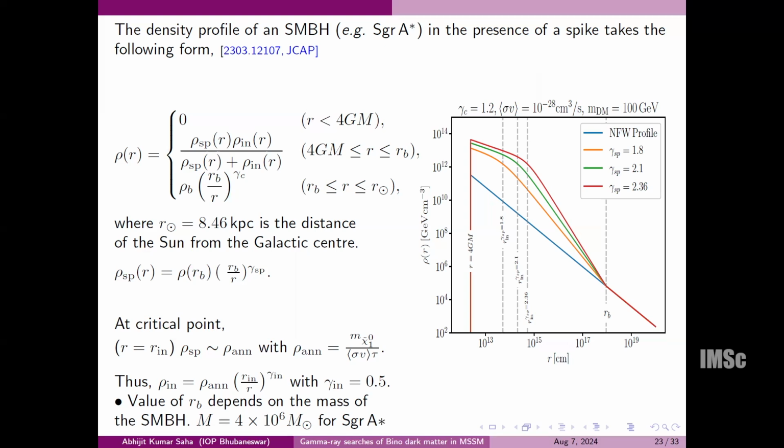So how did you get that R_B? This R_B is an input parameter from N-body simulations. They tell you that there can be a departure from NFW at that R_B, in order to match some other data. So we have used that particular value.